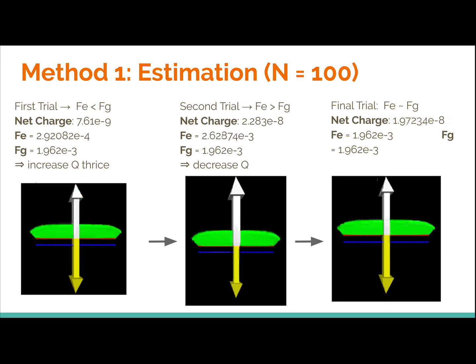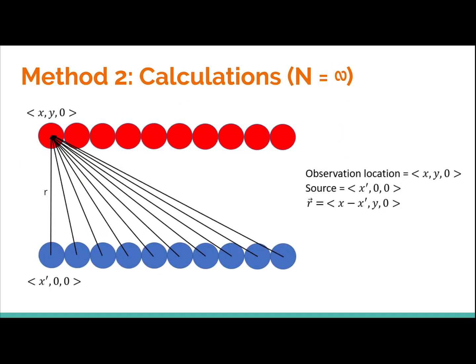Then I increased the pieces of tape to 100 for better accuracy. I went through the same process and got a net charge of 1.972 times 10 to the negative 8 coulombs, which was slightly smaller than the previous method where I divided the tape into 10 pieces. The second method is calculating the net electric force by dividing the tape into infinitesimal pieces and then integrating them to get the most accurate and realistic value of the net charge.